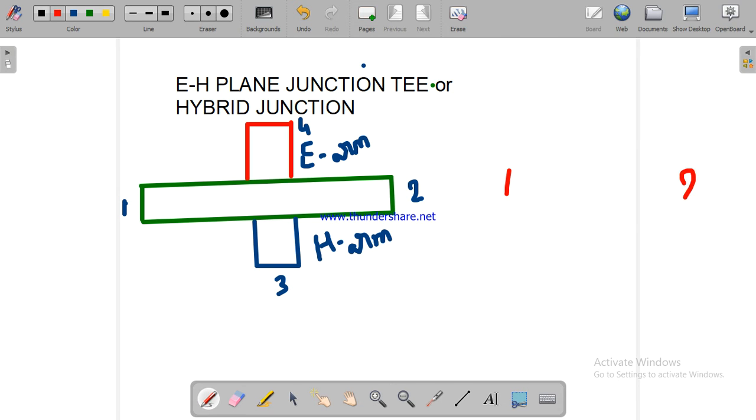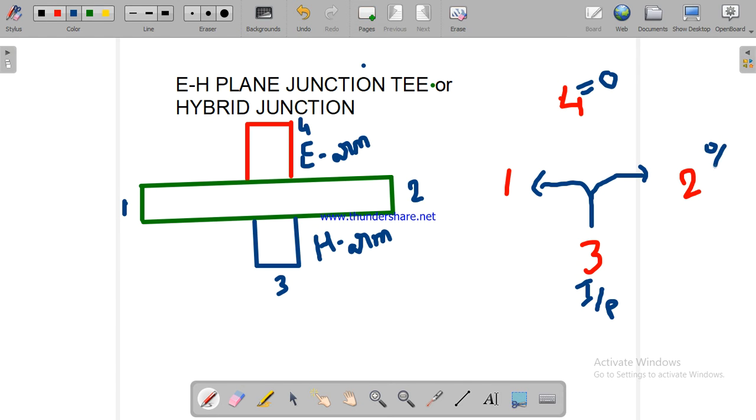Here we have port 1, port 2, 3 and 4. If you take port 3 as the only input, then we get output at port 1 and port 2. The energy is divided equally between port 1 and port 2. At port 4, we get 0 output. We get output only at port 2 and port 1. At port 4, that is the E arm, we get 0 output.